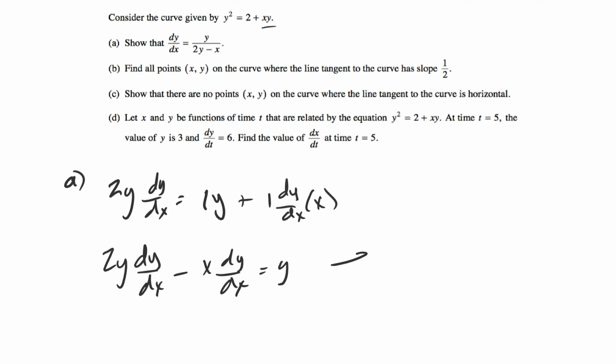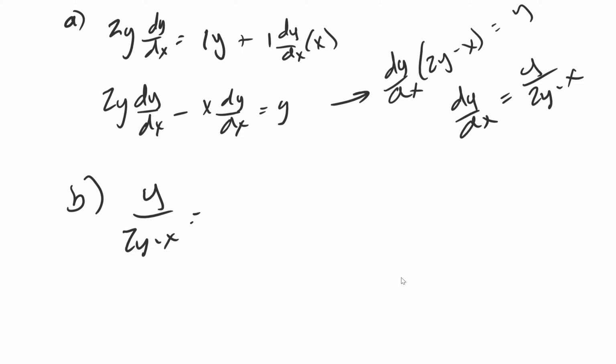Find all points on the curve where the tangent line to the curve has a slope of 1/2. So tangent line to the curve, that's the derivative, that's dy/dx. So set what you just found equal to 1/2. So we're going to set y over 2y minus x equal to 1/2. If you cross multiply, you're going to get 2y minus x equals 2y. The 2y's cancel. Negative x equals 1. x equals negative 1. So that's B.